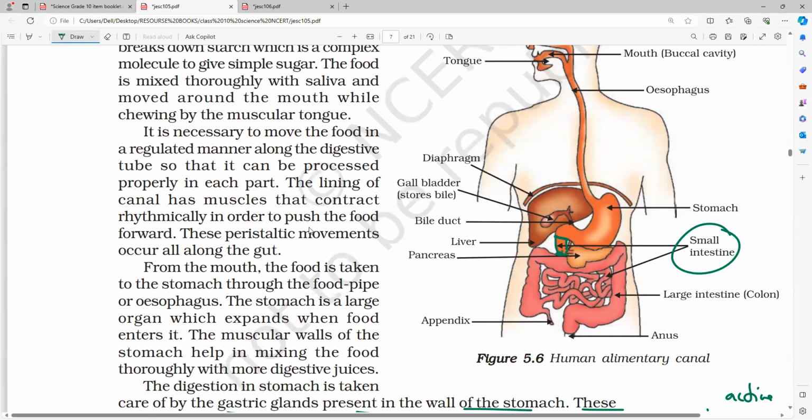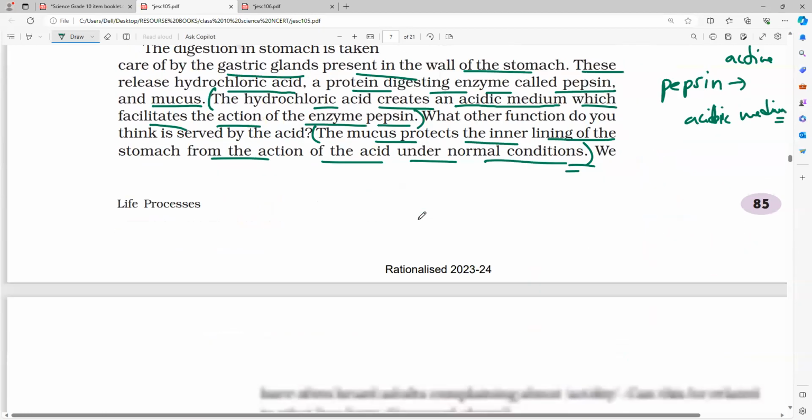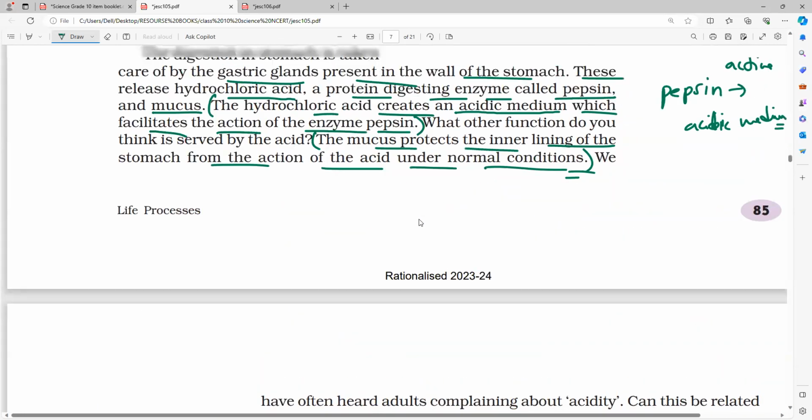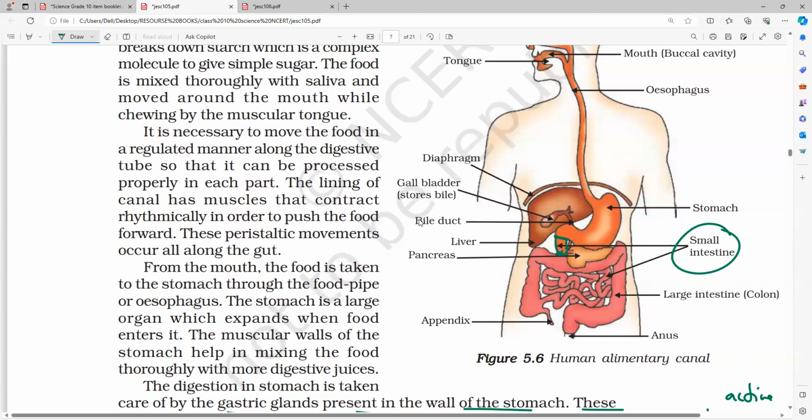What do we call that muscle? The sphincter muscle. In the same way, the exit of waste material is regulated by the anal sphincter. At the end of the anus, again, we have a muscle which we call a sphincter muscle. Otherwise, the excretion process will never be in our control. That is what you have to remember.